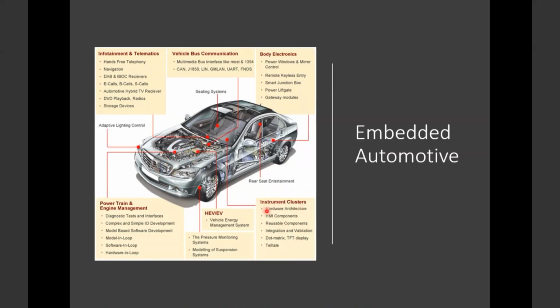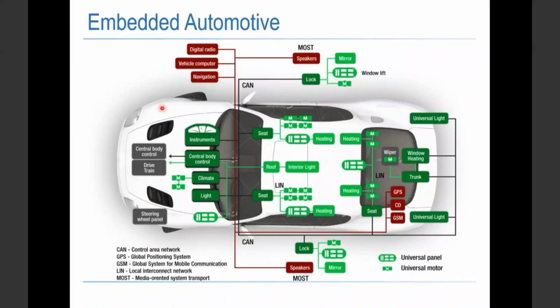And then we have the instrument cluster, which includes the hardware architecture, HMI component, and all those things. So inside one car, a lot of embedded systems have been integrated, for safety, for infotainment, for our leisure, and so on. So this is another embedded system inside what we call our car. And now we go to the next slide.